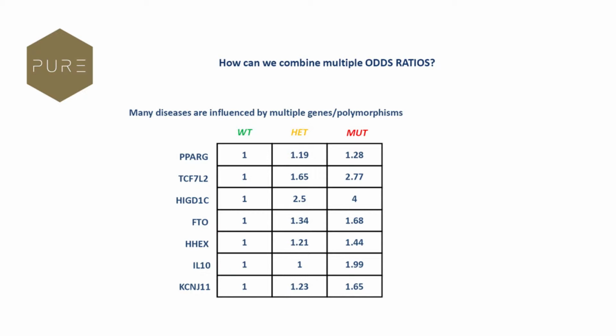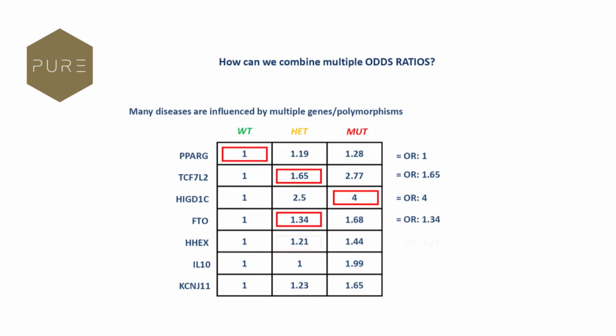And then you do a genetic test and some studies, and then you find out, for example here, that PPAR gamma, the wild type has an odds ratio of 1, the heterozygous 1.19, and the mutant is 1.28. So these are the 3 different genetic results you could have in this gene. And TCF7, 1 for wild type, 1.65 for heterozygous, and 2.77. So different numbers that we got from scientific studies. Now you can do a genetic test, and then you find out the person has the wild type for this gene, odds ratio of 1. Heterozygous for TCF7, homozygous for this gene, and so on.